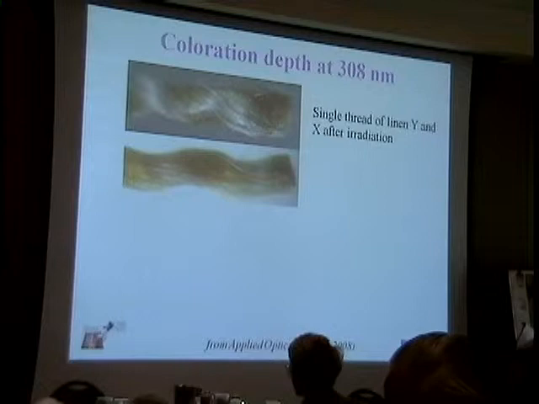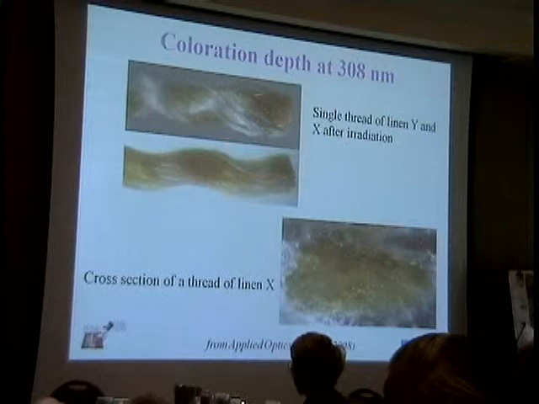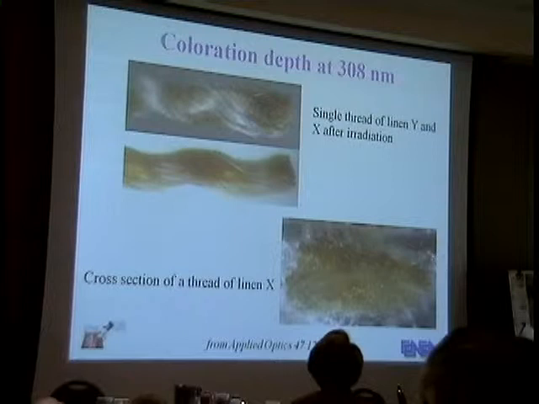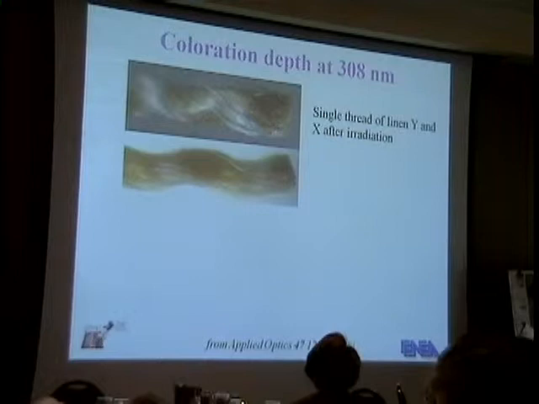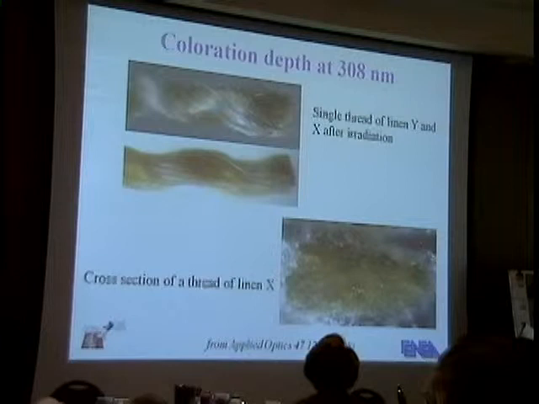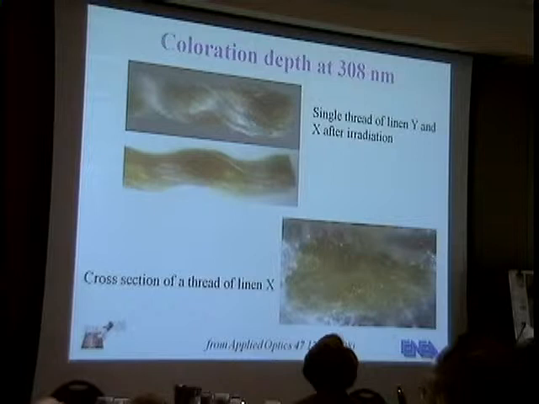And here is a cross-section of linen X. You may see that there is almost 25% of fibrils that are colored in the cross-section of the thread. It is, of course, too much for our purpose, but we will see how we can improve this result.